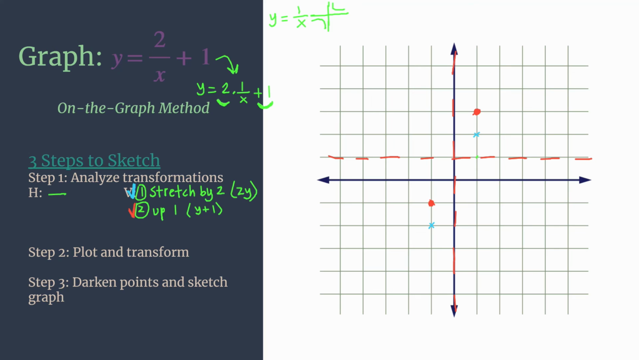Okay, and notice that that asymptote stays halfway between the two major points that we have graphed. Okay, so everything looks good, as it should. We're ready to sketch in our graph. Sketching in. And there you have it. It's y equals 2 over x plus 1 using our on the graph method.